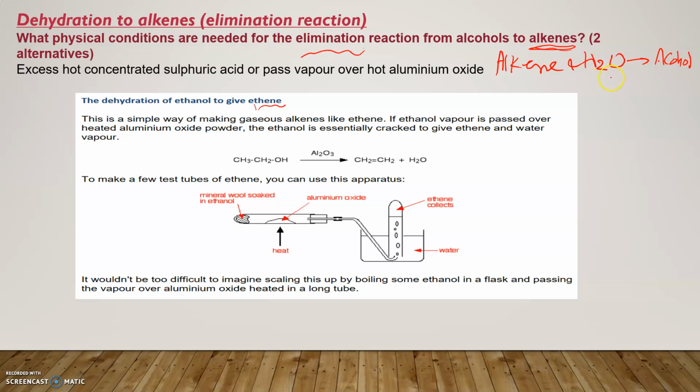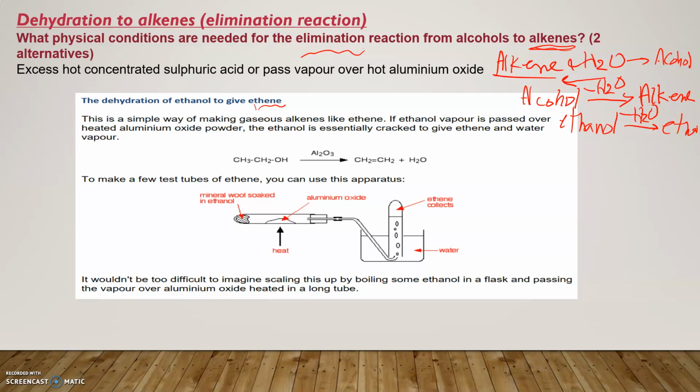So this is actually the complete reverse of that reaction. You're taking the alcohol and you're removing the H2O, which is a dehydration or elimination reaction, and it will give you back the alkene. So if you have ethanol, removing the H2O gives ethene.